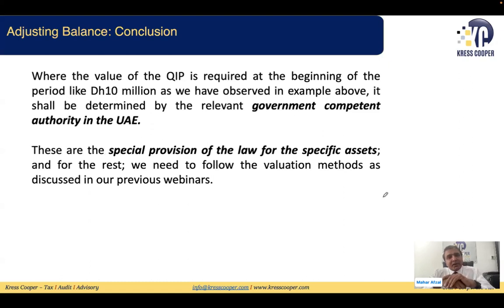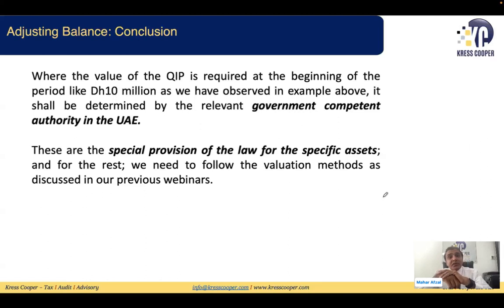An important thing they have given for the qualifying immovable property, like in our previous example where the market value at the beginning was 10 million, is that it should be determined by the relevant government competent authority. Important: for a qualifying immovable property, the market value, arm's length price, or fair market value shall be determined by the relevant government competent authority in the UAE.